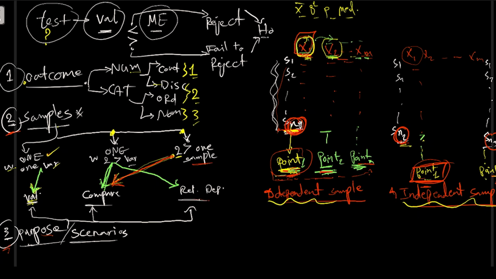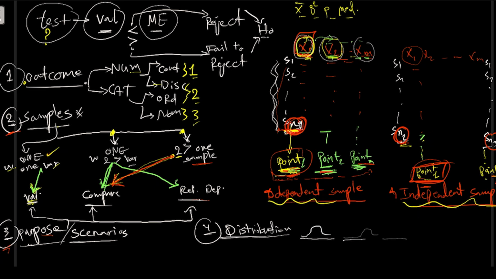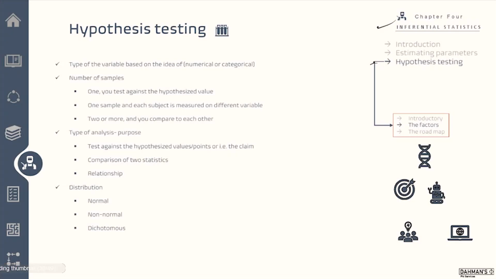So I hope this image of understanding the meaning of dependent sample and independent sample visually is clear to you. But before I close up, I want to speak about the last factor, and that's the distribution of each variable and so on, whether it is normal or deviates from normality. I hope this image of these four factors makes sense to you.